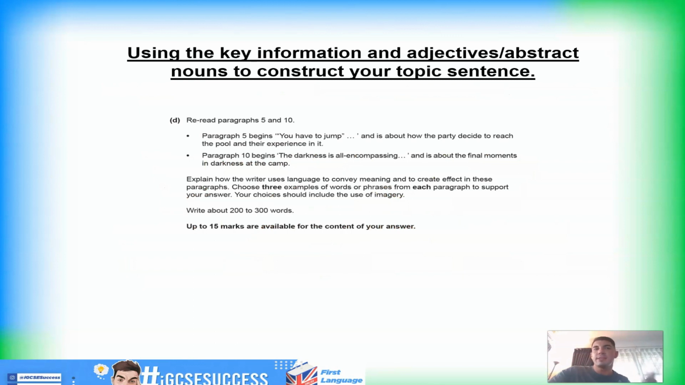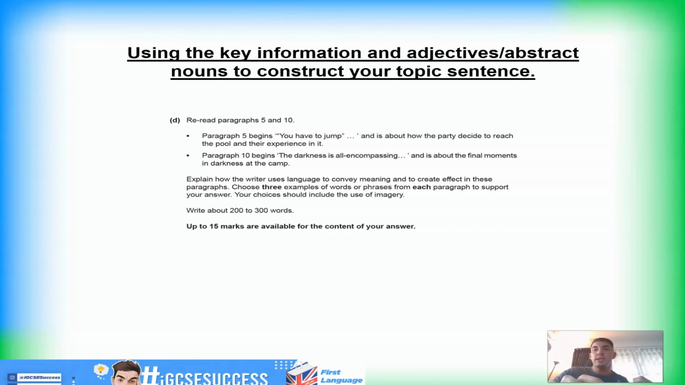So let's revisit that first question, and we're just going to focus on bullet point 1. So it says paragraph 5 begins, you have to jump, followed by the ellipsis, and is about the party. It's about how the party decide to reach the pool and their experience in it. So you have to be careful here because some writer's effect questions have kind of 2 strands to the question. So you need to address both parts in your overall effect. Otherwise, you're not going to cover everything that the writer is trying to achieve.